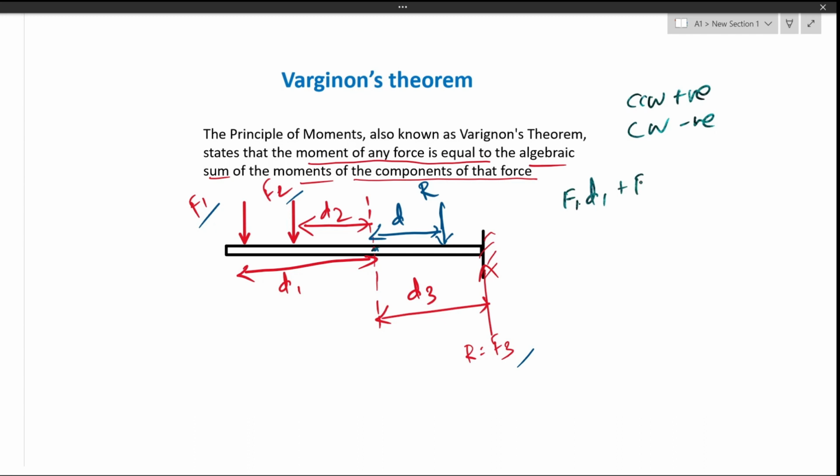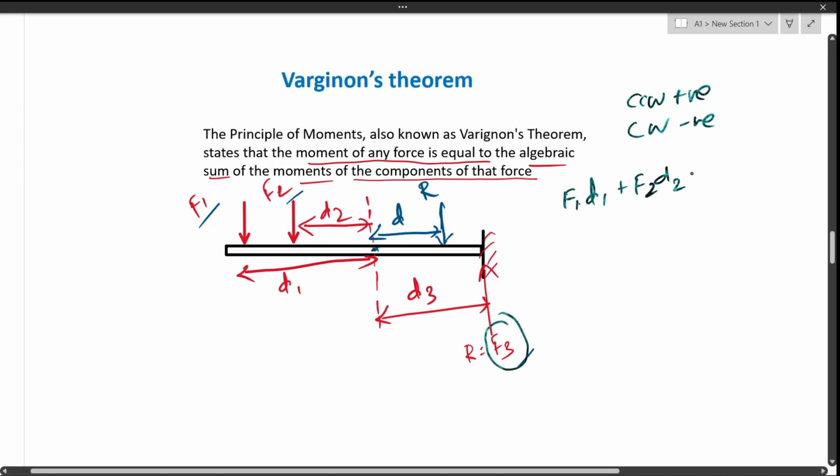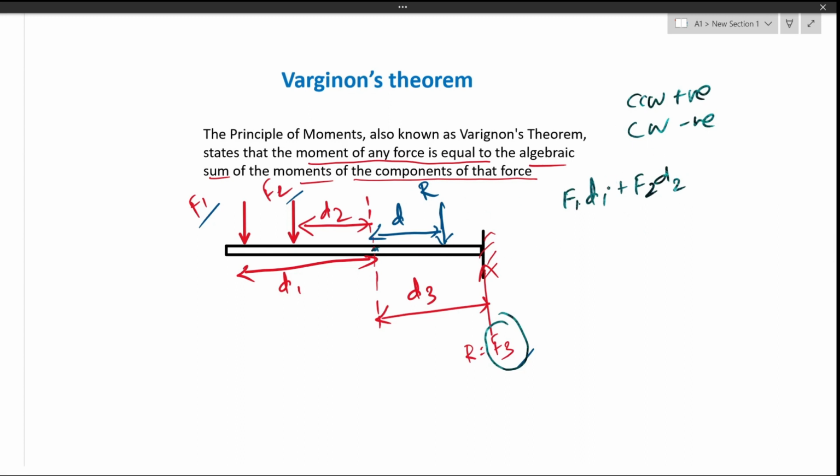And then F2 also acts in the counterclockwise direction at distance D2, and the other force F3 also acts in the counterclockwise direction, that is F3 times D3. This is equal to the resultant force, which acts in the counterclockwise direction, times the distance D.